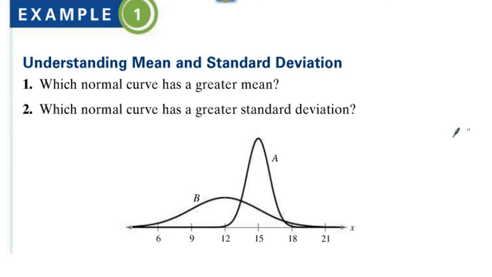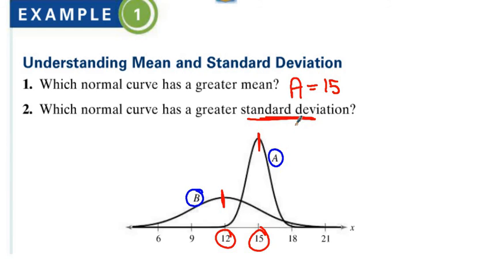All right, let's take a look at this example so we can answer some questions. Which curve, so they're talking about curve B or curve A, which has the greater mean? See if you can answer these yourself before I tell you. And then which has the greater deviation? So the greater mean, well, the mean on curve B looks like it's at 12. That's right in the middle. And the mean on curve A looks like it's 15. So A has a mean of 15, that's greater than 12. Which has a greater deviation? Which is more spread out?